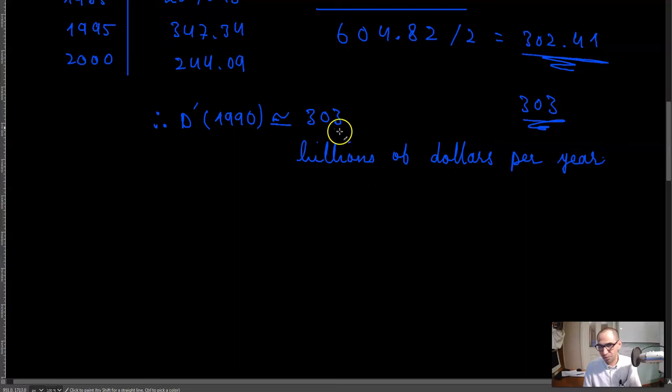Which essentially means that the US national debt at the end of the year 1990 was increasing at the rate of 303 billions of dollars per year, meaning that every year basically the US national debt was increasing by 303 billions of dollars essentially. Okay, so that's basically a couple of ways to solve these types of problems.